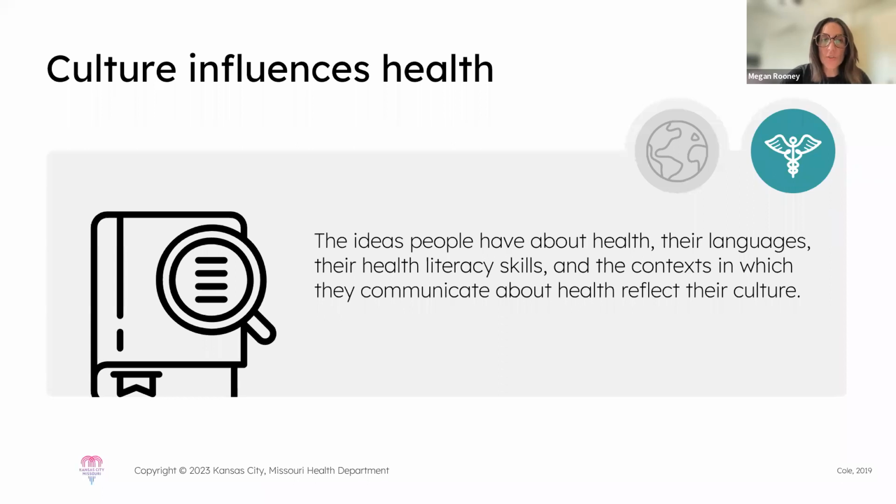We also know that culture influences our health. So the ideas we have about health, the languages we use, our health literacy skills, and the context in which we communicate reflect our culture. How we communicate about health reflects our culture, and vice versa.